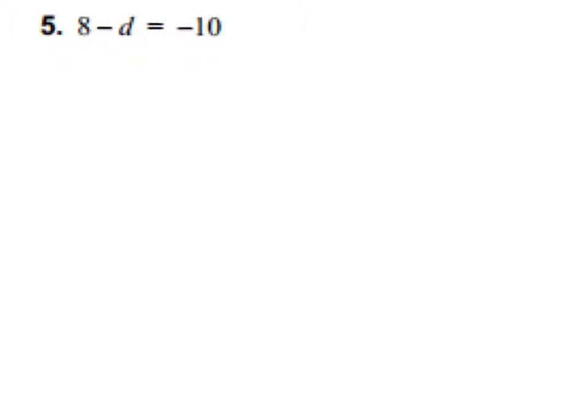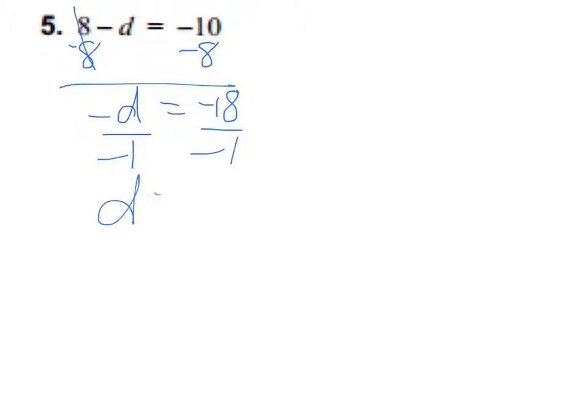Okay, we need to get rid of 8. So I'm going to subtract 8 from both sides of the equation. So I still have the negative in front of my d, just the 8 is gone. And negative 10 minus 8 is negative 18. Divide both sides by negative 1, and I have d equals 18. And this is a quick check, because all I have to do is substitute 18 in for d, so 8 minus 18 is negative 10, and I know I'm right.